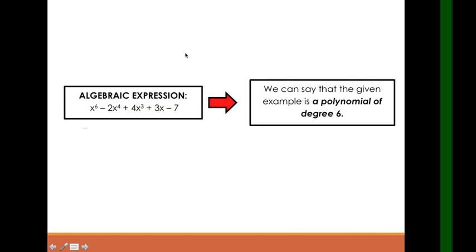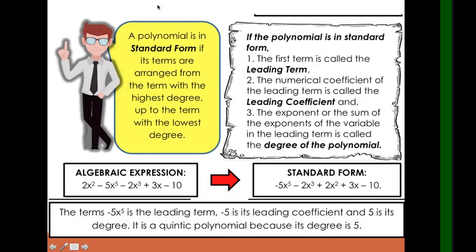Okay? So, let's say this is an algebraic expression like x raised to 6 minus 2x quartic plus 4x cubed plus 3x minus 7. We can say that the given example is a polynomial with a degree of 6. The degree is 6 because the highest term degree is 6. No? A polynomial is in standard form if its terms are arranged from the term with the highest degree up to the term with the lowest degree.